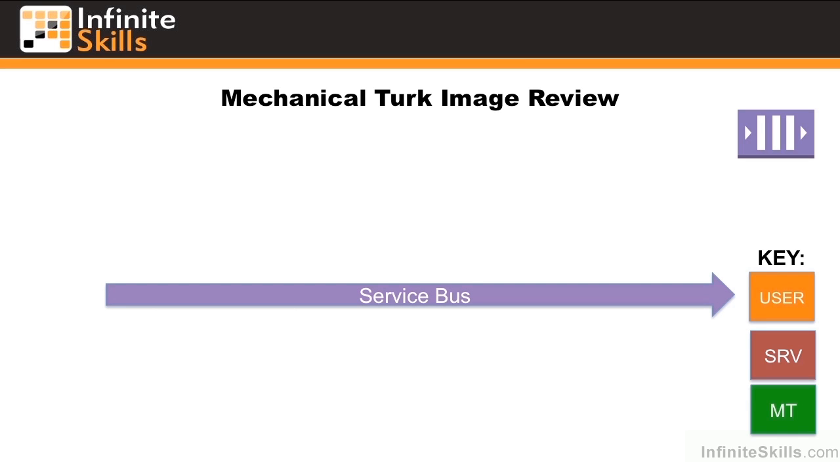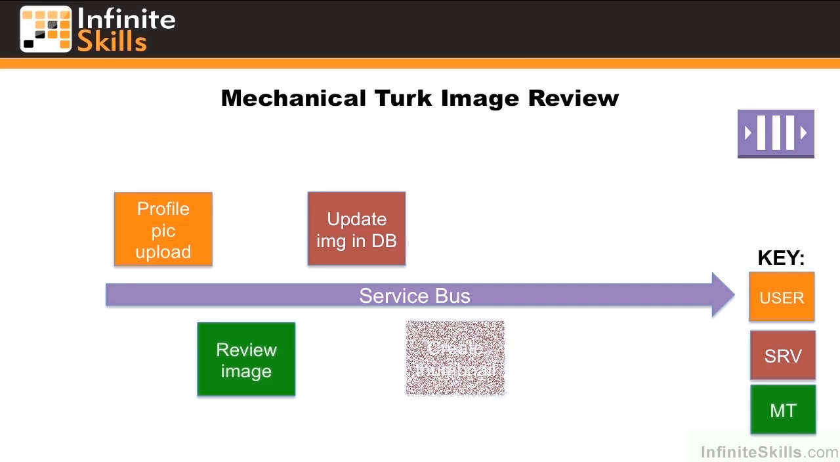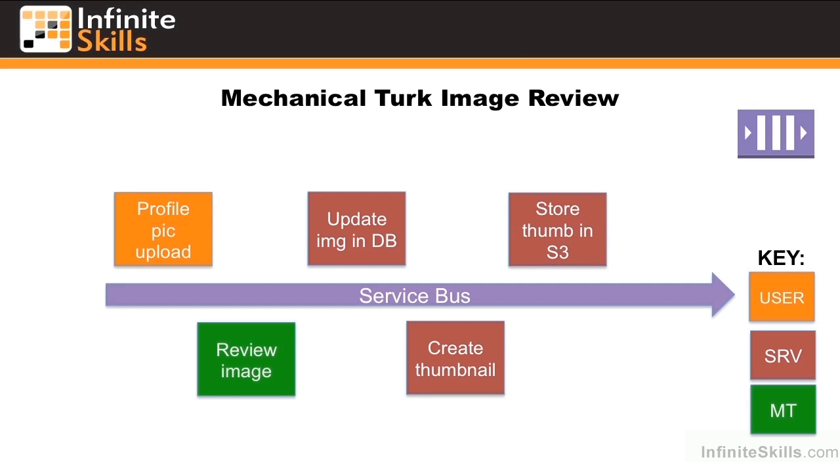Here we still have our service bus, and let's say this is a social media site, and the user uploads a profile picture. But we want to validate that if they said they're a woman, they're a woman, and if they said they're a man, they're a man. So we have a review image phase, which is being processed by Mechanical Turk. An actual human could pull an image off of a queue and review it and put it back on if it does in fact match the sex of the person who put it on. We then have a server updating the image in the database, creating a thumbnail, storing the thumbnail in S3, and then updating the database.